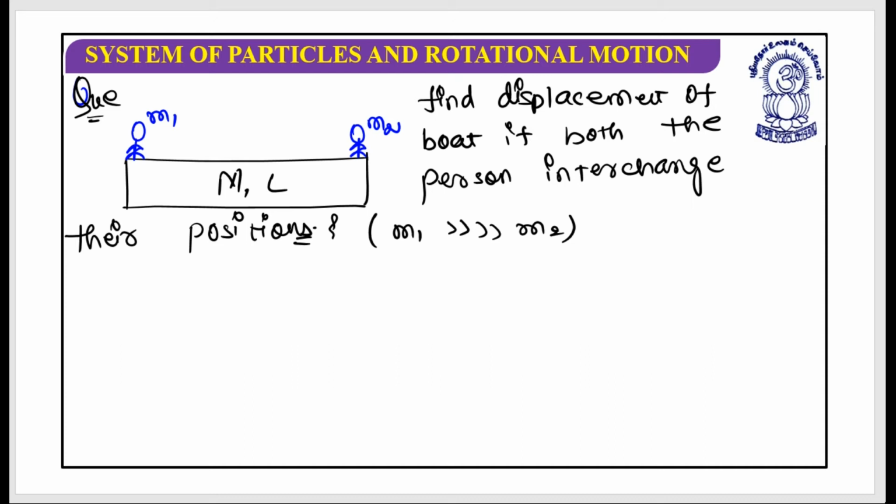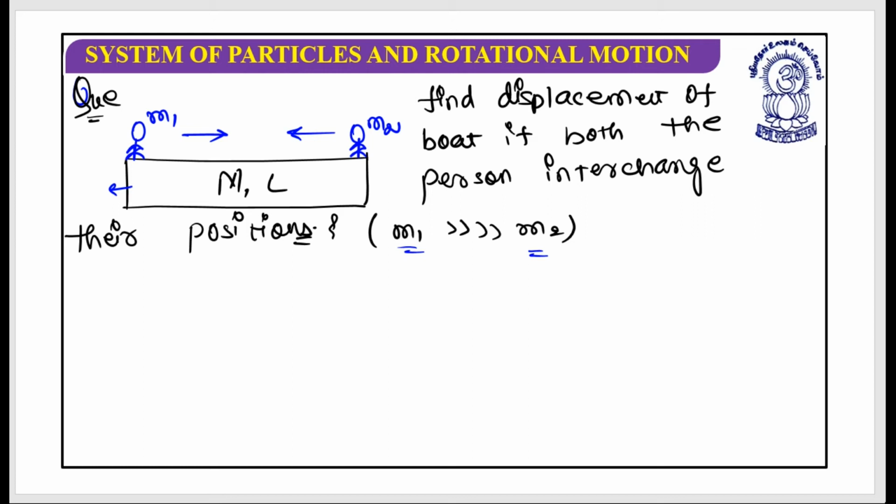So the situation is that m1 is moving in this direction and m2 is moving in this direction, while m1 is much greater than m2. As m1 is moving in the forward direction, the boat must be displaced in the negative x direction.